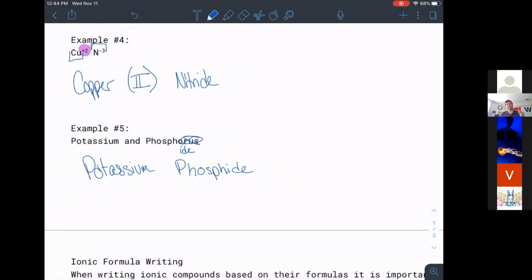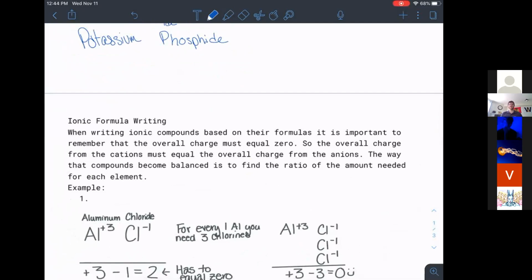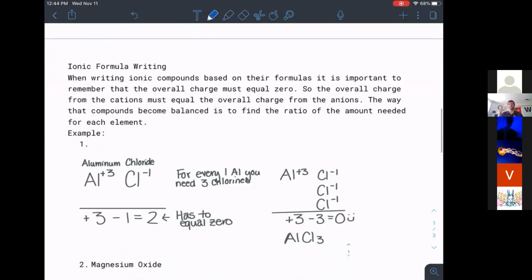All right, so now we're going to go to the other part of our naming, and that's going to be formula writing. So formula writing is a little bit different than naming. When we were writing ionic compounds based on their formulas, it's important to remember that the overall charge, or the net charge, must equal 0. We talked about this before when we were doing drawing. We just got to remember it when we're doing this naming stuff.